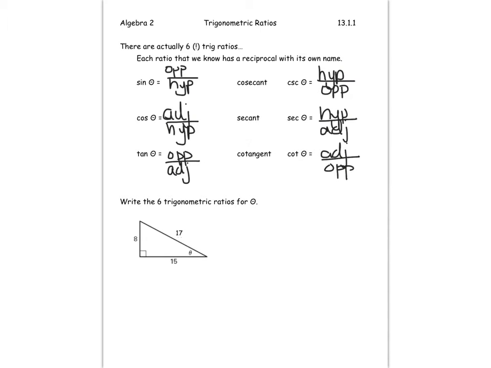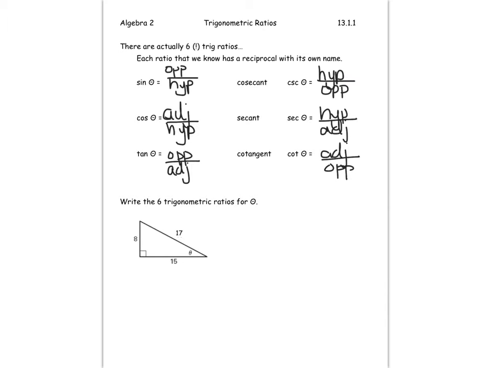Okay, so today we're going to talk about the 6 trig ratios. You may remember 3 from geometry class, and those would be that sine is the opposite side of your angle divided by the hypotenuse of the triangle. Cosine is the side adjacent to your angle divided by the hypotenuse of the triangle. And tangent is the opposite side from your angle divided by the side touching your angle, adjacent.